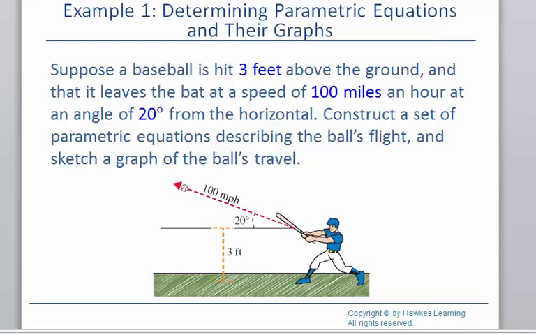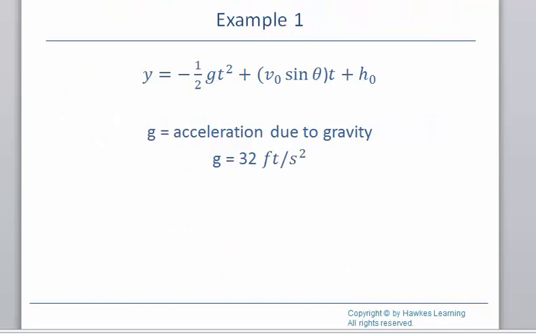So we're going to look first at calculating our parametric equation for the y. I have our equation written down. y is equal to negative 1/2 g times t squared plus v sub 0 times sine theta times t plus h sub 0. Recall that g is the acceleration due to gravity, which is a constant value of 32 feet per second squared. Because we're going to use this in our formula, we need to be sure that every value that we plug into our formula has the same units, either feet or seconds.